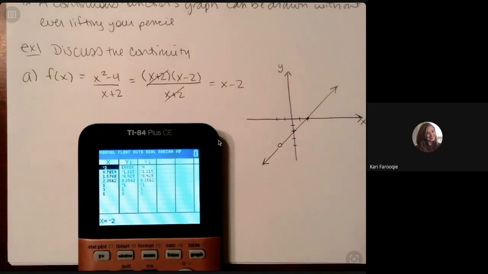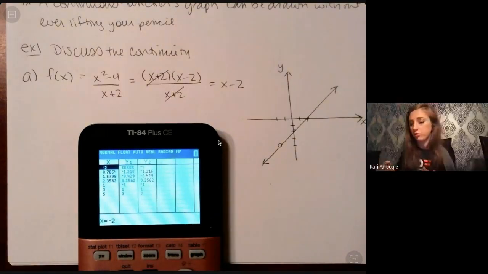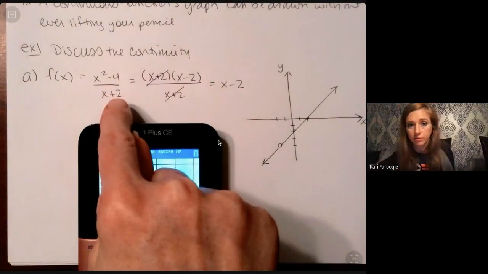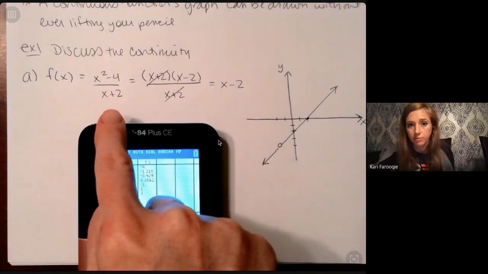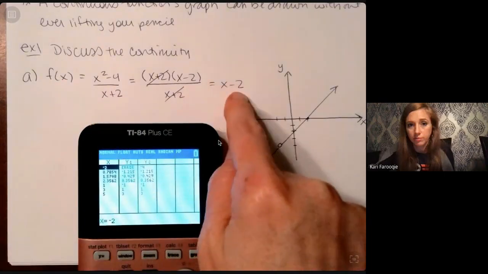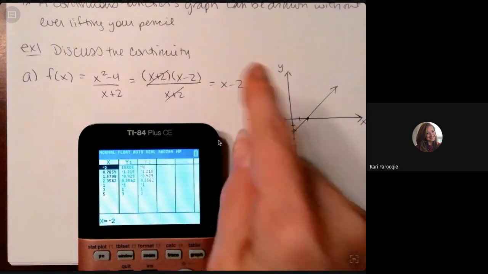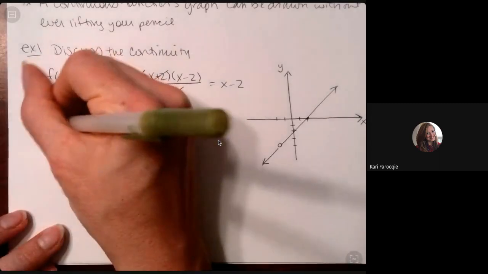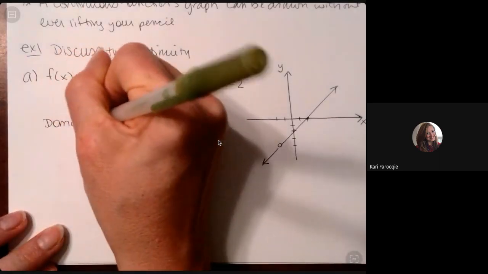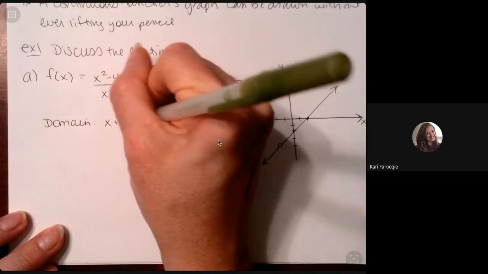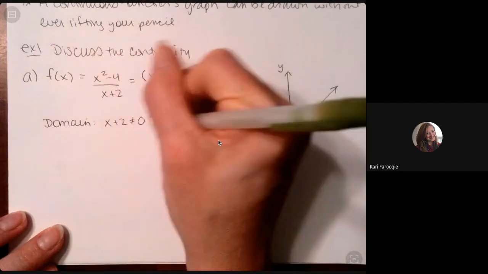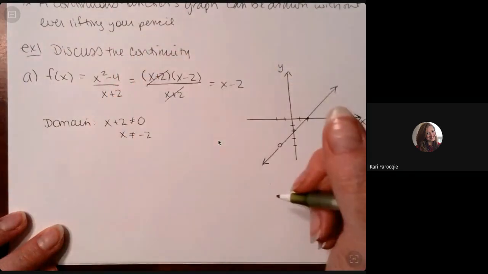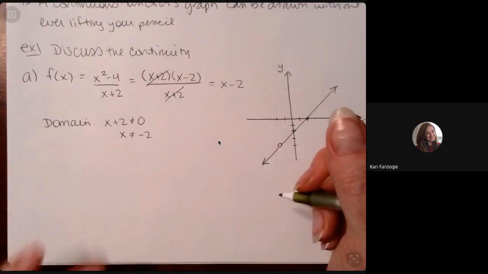All of this leads you to the conclusion that this is a removable discontinuity. We had an original function, but we were able to rewrite it in such a way that the equivalent function no longer had that issue with the domain. So we would consider this to be a removable discontinuity. You might want to go ahead and make a note about the domain. So we said that x plus 2 can't be equal to 0 and x cannot be equal to -2.